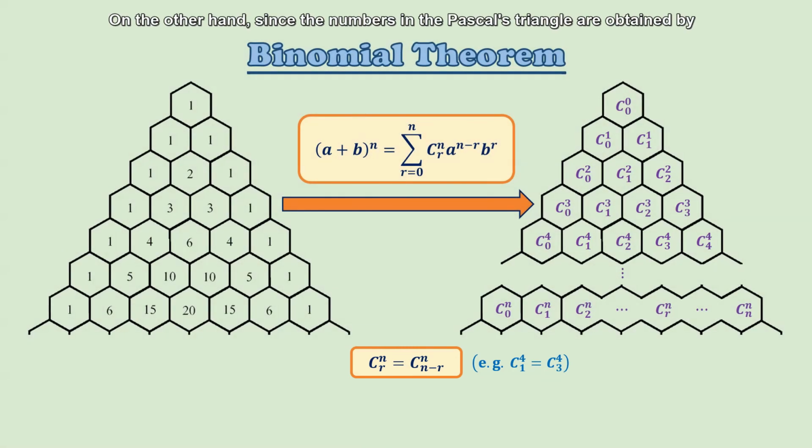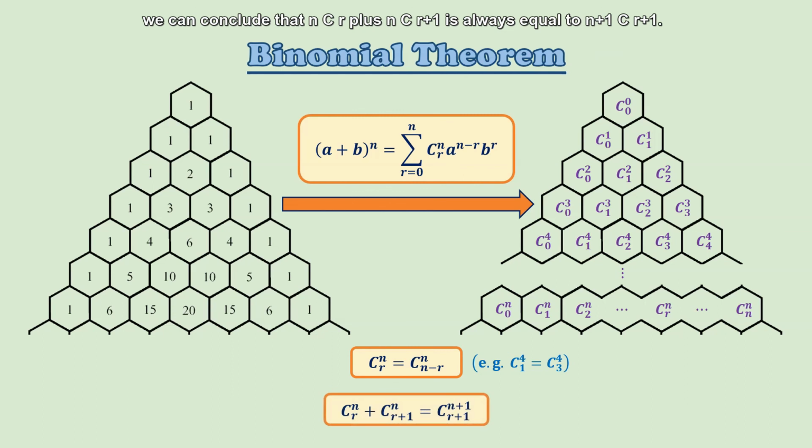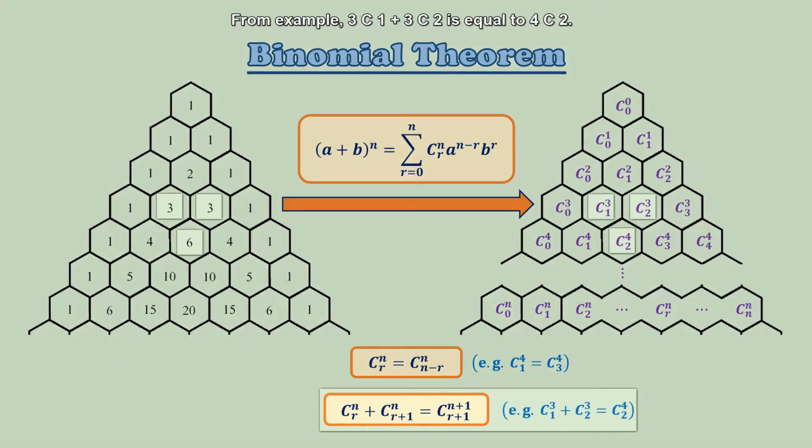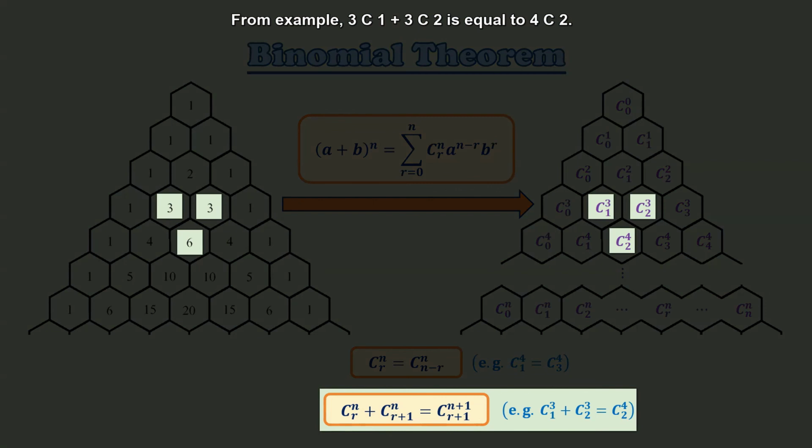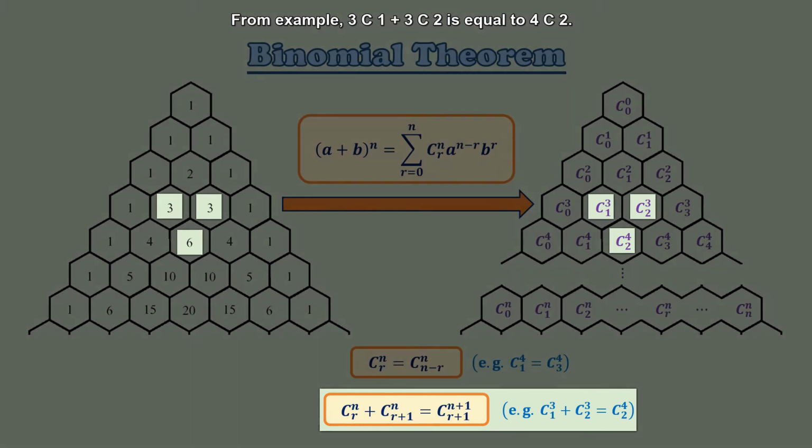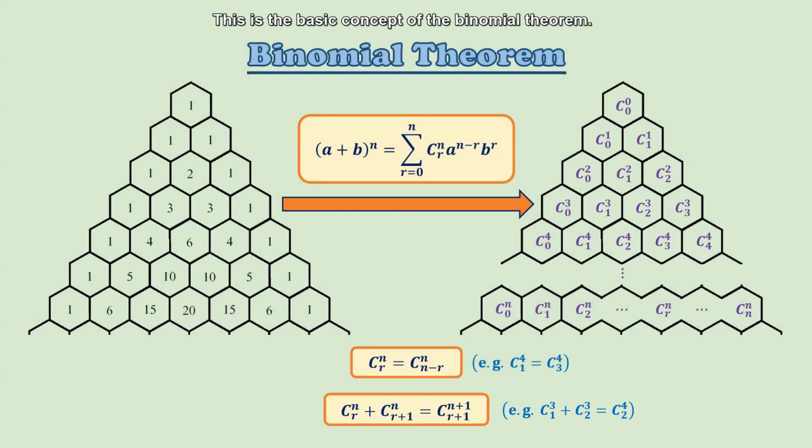On the other hand, since the numbers in the Pascal's triangle are obtained by adding up the consecutive coefficients from the last row, we can conclude that nCr plus nC(r plus 1) is always equal to (n plus 1)C(r plus 1). For example, 3C1 plus 3C2 is equal to 4C2. This is the basic concept of the binomial theorem.